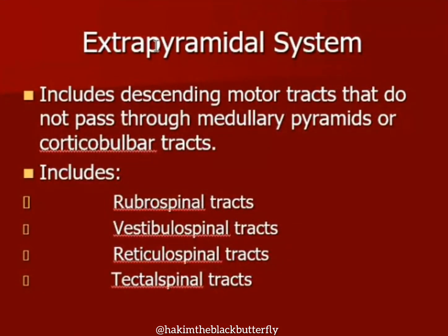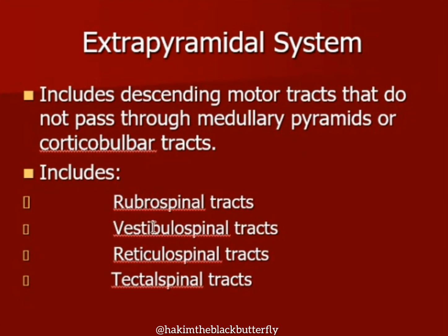The extrapyramidal tract, on the other hand, is made up of the rubrospinal, vestibulospinal, reticulospinal, and tectospinal. The word rubro comes from the red nucleus. The midbrain has a nucleus known as the red nucleus. So when you look at the midbrain, there is a region known as the red nucleus. So rubro comes from the word red, which means that the rubrospinal tract originates from the red nucleus of the midbrain.